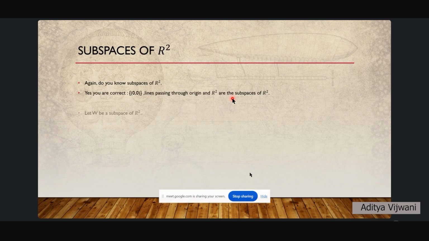Now to prove this, we'll again start in a similar manner. Let W be a subspace of R2. Then again, we say that if W equals the zero vector, then we are okay. Why can I say that? Because I took W to be a subspace of R2 and it's just the zero vector, and it is a subspace. So we are done. If W is not equal to the zero vector, then what can I say? What will W contain? See, on similar lines to what we did in subspaces of R.